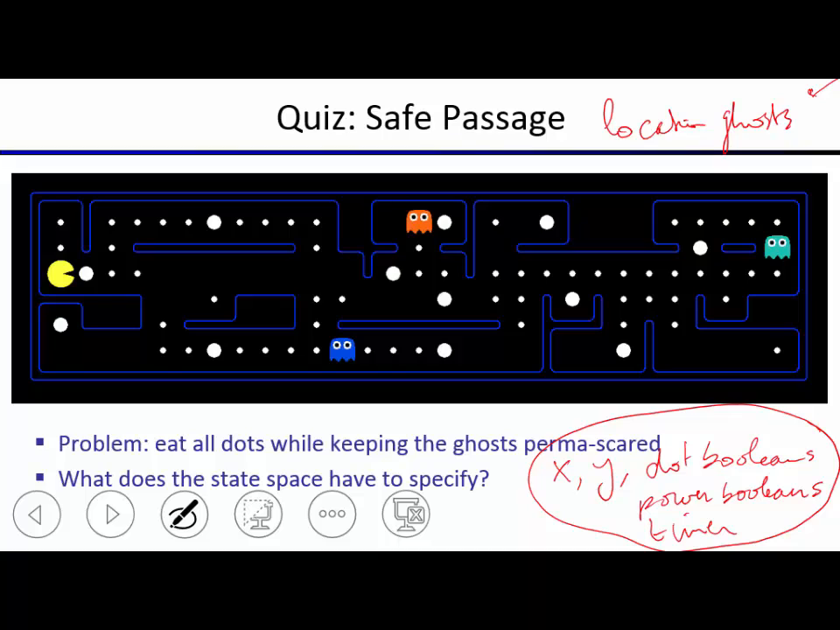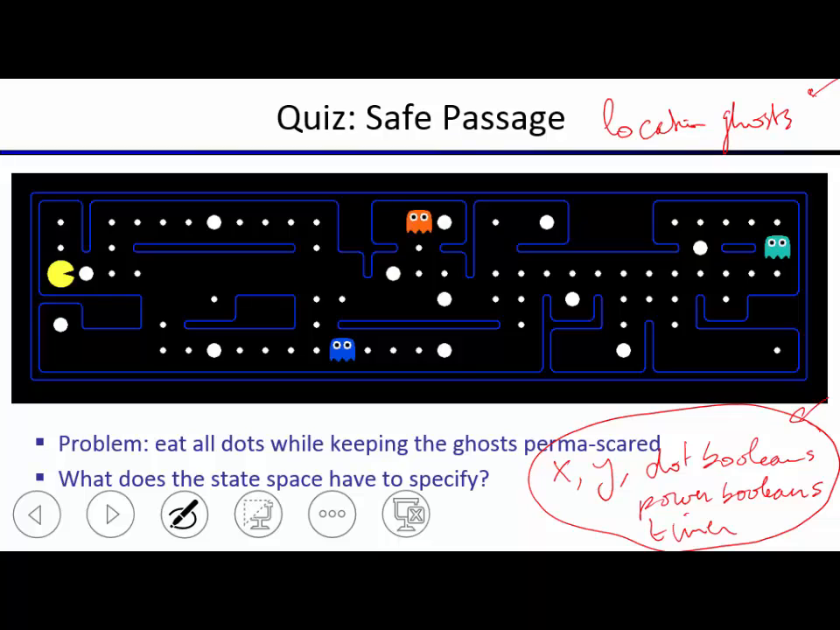Can we run a goal test? Can we check whether every pellet has been eaten? Yes, because we keep track of it. How about a successor function? For any state, written as it's provided here, can we compute the next state when we take an action? Sure, if we take an action in any direction, we know what the new coordinates will be. We can compute whether there's an update to the dot booleans, to the power booleans, and whether there's an update to the timer, which normally will go down by 1, but if you ate a power pellet, it'll be reset to a higher value. So we can have a successor function with this state space.